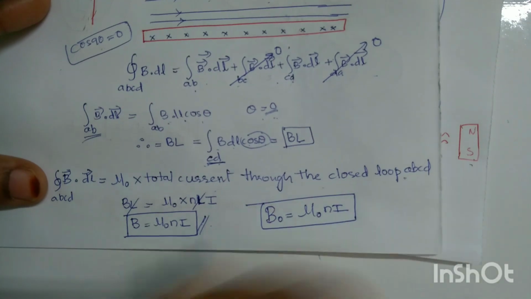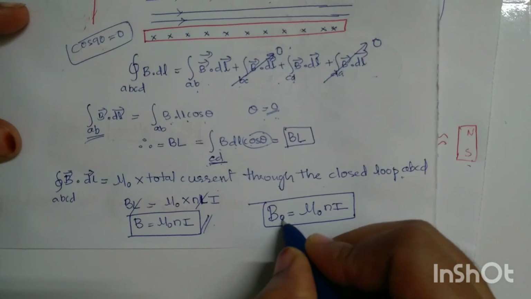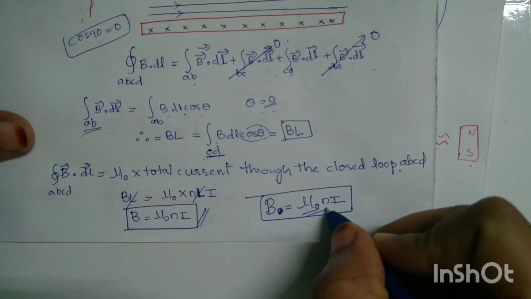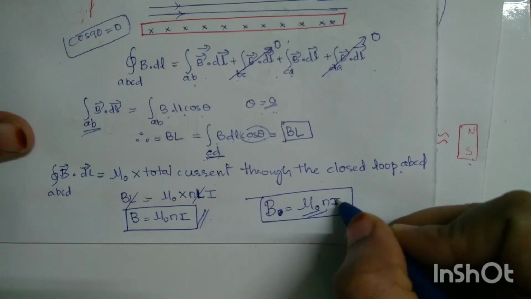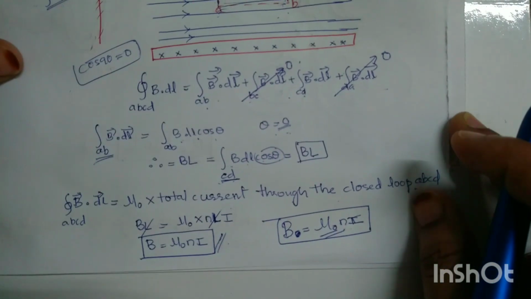This will be asked in multiple choice questions, that what is the formula for the solenoid. So it is clearly B equals mu naught n I, where n is the number of turns per unit length and I is the total current enclosed. Hope you have understood what a solenoid is.